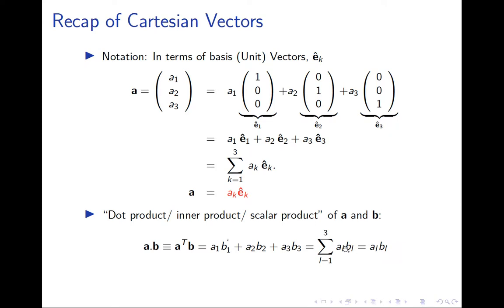Now this can be written in index form as a_l b_l, with l being summed over 1, 2, and 3. The first term will give you this, the second term in the sum will give you this, and the third term will give you that.